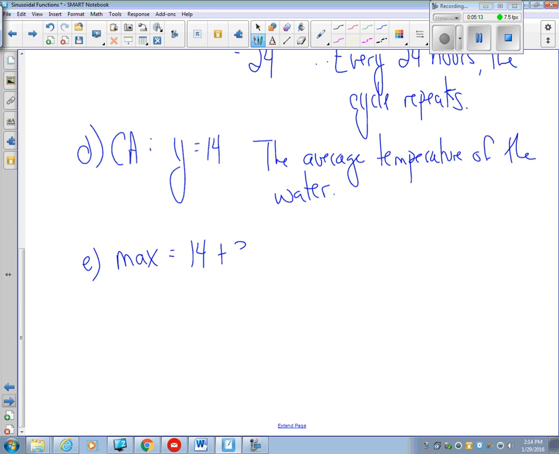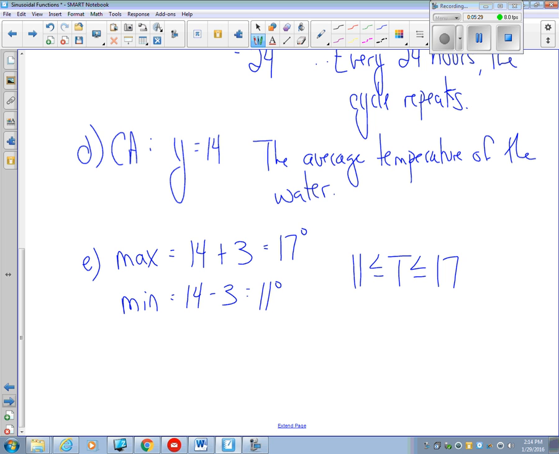Okay, so 14 plus 3 is 17. My min would be 14 minus 3, which is 11. So to write this as range, I'd say my temperature is always greater than 11, but never higher than 17. And that's how we solve range, using our different properties in the equation.